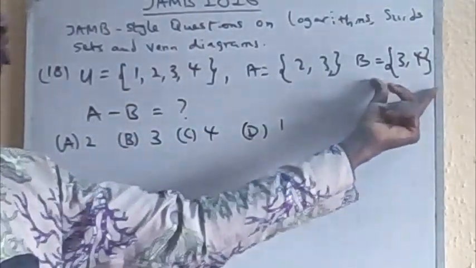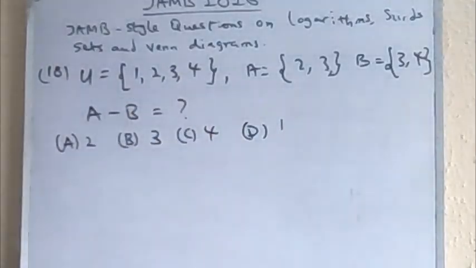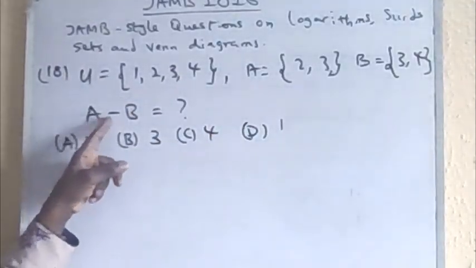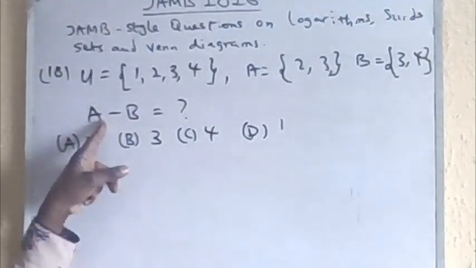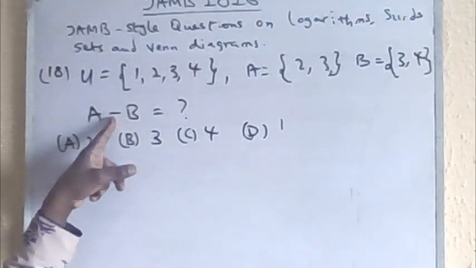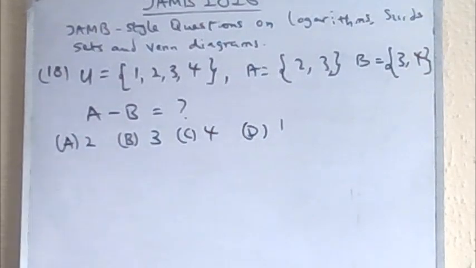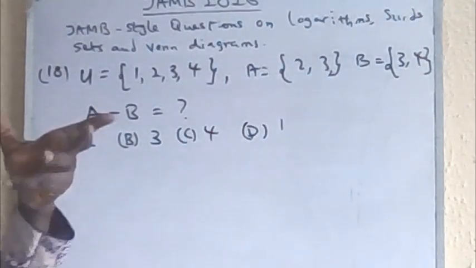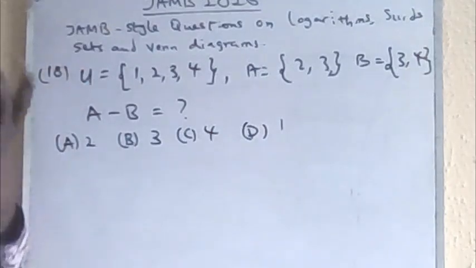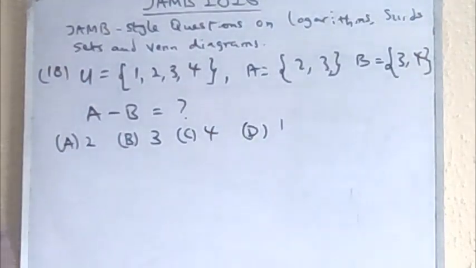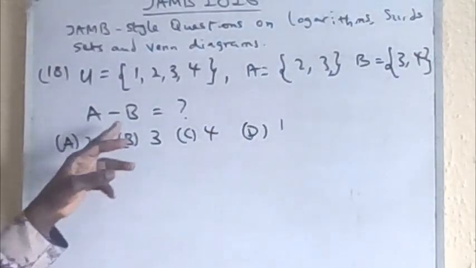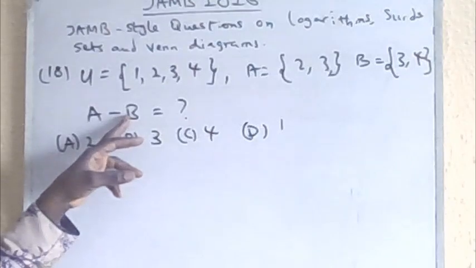So the question here says A difference B. This is read as difference in set notation. Read as difference, not minus, but it has the same connotation as minus. I will explain it. If I say A difference B, it means what is in A but not in B. So, elements in A, not in B.